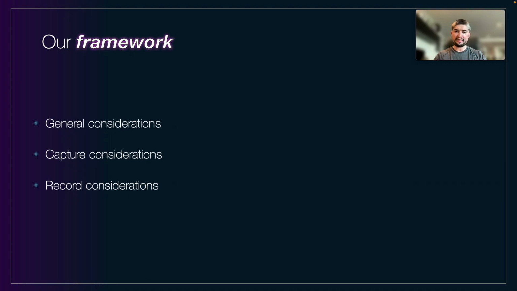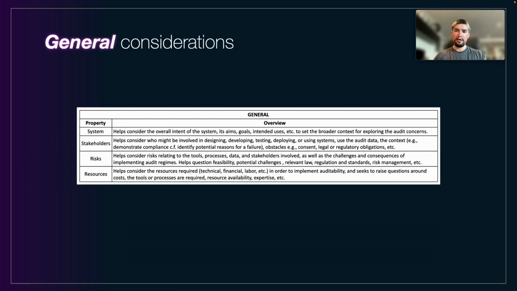The framework is split into 3 classes, and each of these were derived from and encapsulates our previous findings and those from the literature. The general class helps consider the overall intent of the system to set the broader context for exploring audit concerns. It helps to identify the various stakeholders involved, the risks that might arise as a result of the system, and the resource constraints, be they technical, financial, or other, that will be in place.